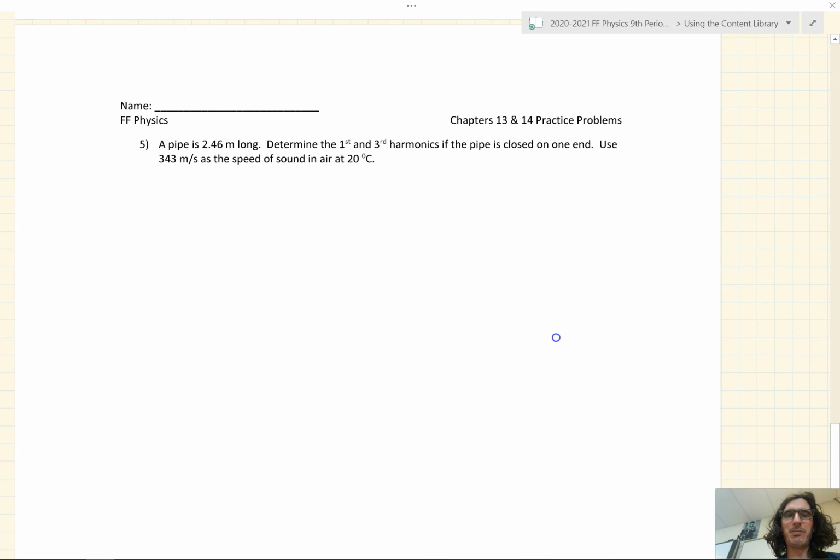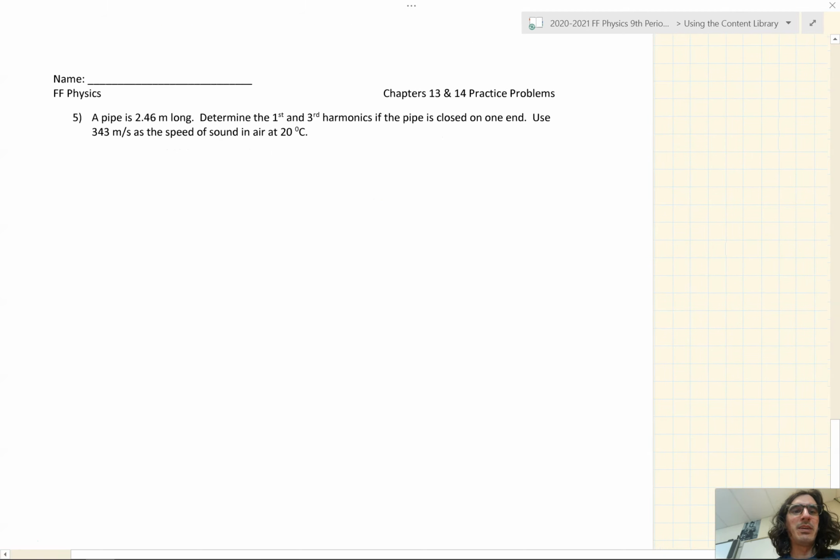Last question. Here we go. A pipe is 2.46 meters long. Determine the first and third harmonics if the pipe is closed on one end. Use 343 meters per second as the speed of sound in air at 20 degrees Celsius. So we're going to calculate the first and third harmonics. The formula for the first harmonic, the frequency f sub 1, is equal to v, the speed of sound, over 4 times the length.